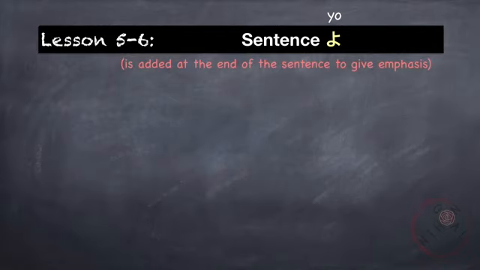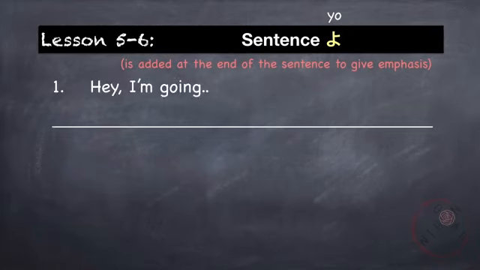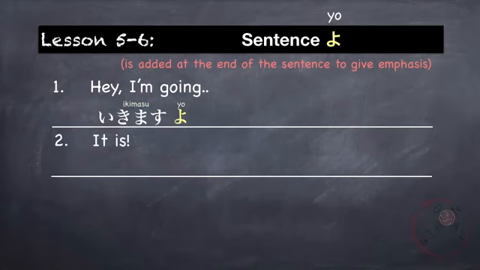Lastly, sentence followed by yo. Yo is added at the end of the sentence to give it more emphasis. It acts like an exclamation mark. For example, hey, I'm going, or I'm going. I'm going is ikimasu. And if you want to give more emphasis, you add yo. Ikimasu yo. It's like saying, just so you know, I'm going, okay? Ikimasu yo.